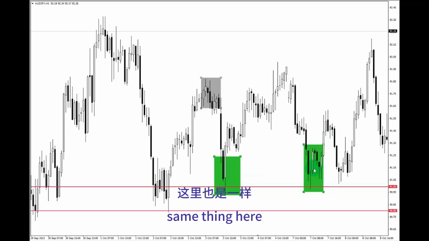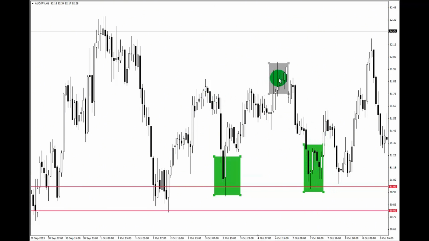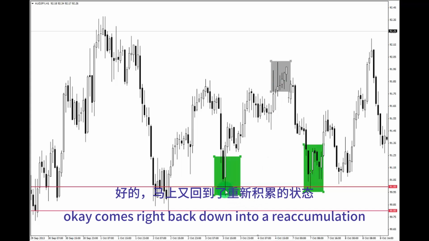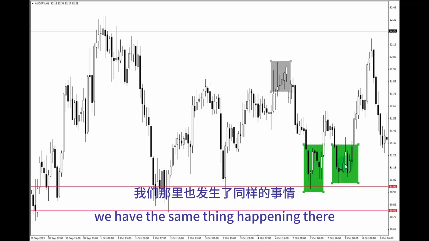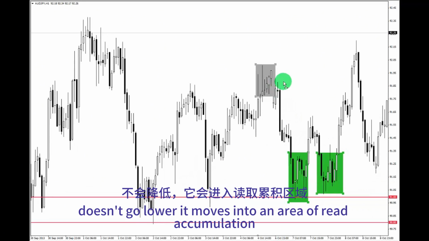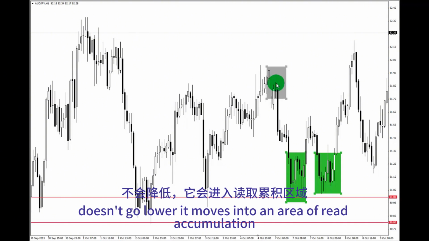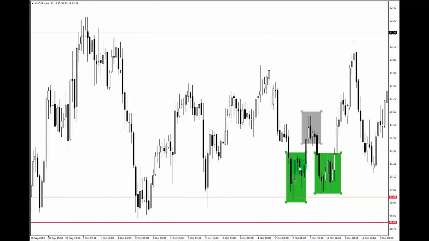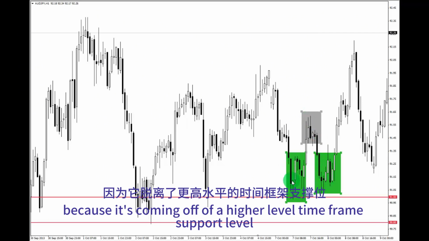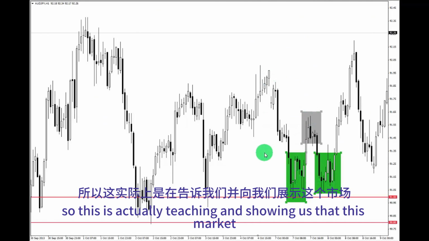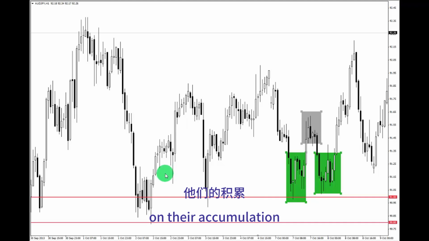Same thing here. Okay. It comes right back down into a reaccumulation. We have the same thing happening there. It doesn't go lower. It moves into an area of reaccumulation. Consolidation, reversal. It should break below here, but doesn't. Why? Because it's coming off of a higher level time frame support level. So this is actually teaching and showing us that this market is under accumulation.